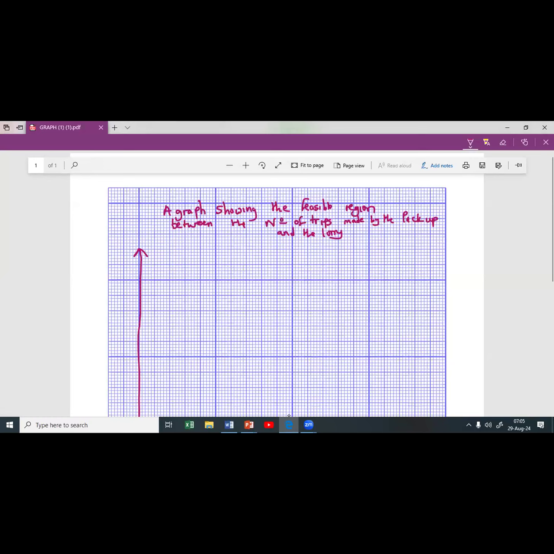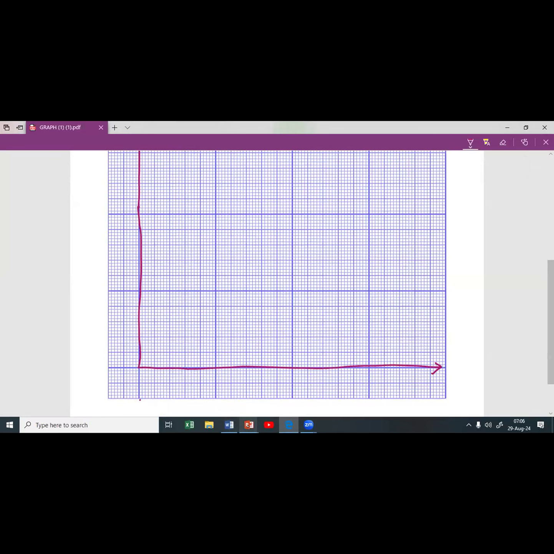That is my heading. But I don't want you to just write an open statement, a graph showing the feasible region. What is it showing? What is on the graph? It is showing the number of trips made by the pickup and then the lorry. That is the first one. Then after doing so, I'm going to come and look at my figures.